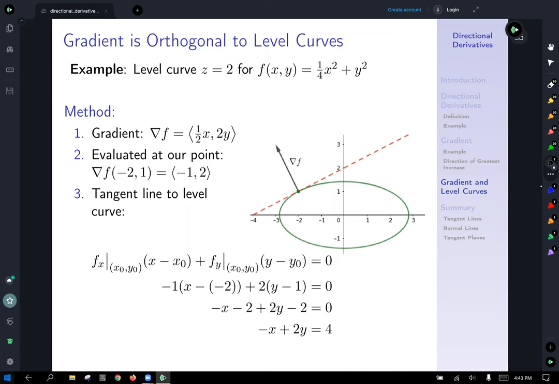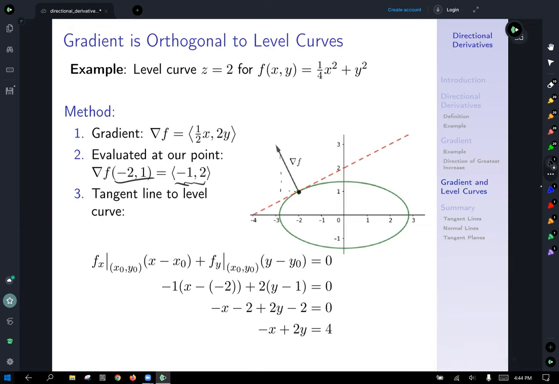If we evaluate at our point of interest, which is (-2, 1), we get (-1, 2). Sort of a coincidence that those numbers are all the same, just in different orders. And we can find the tangent line to our level curve at this point, (-2, 1). And then we have our gradient vector, which points in the direction (-1, 2). There's your gradient vector. And we can see from the picture it's normal to the tangent line.